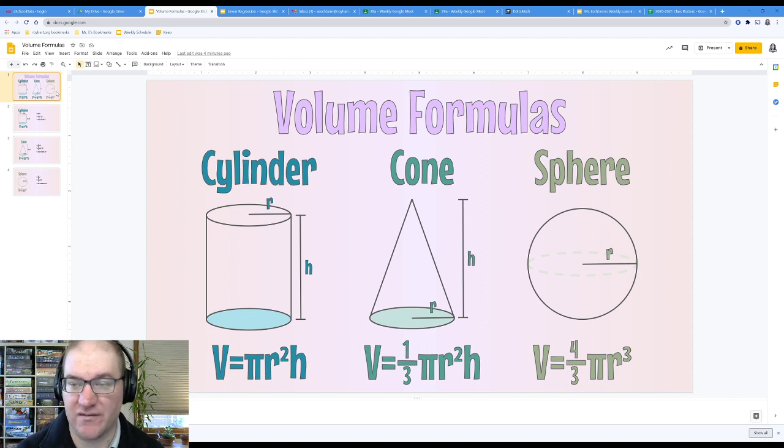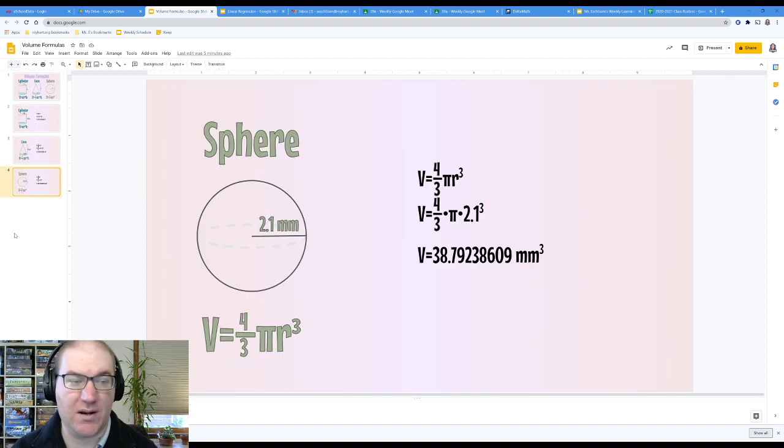The last one here is the volume of a sphere. There's only one measurement for a sphere you need to know, and that's the radius. That's the distance from the very center of this 3D globe ball object to the outside. And it doesn't matter which way it goes, because that's going to be the same distance through the whole thing. The distance from the center of it to the outside is called the radius, and we just need to know that. The volume formula is 4/3 times pi times the radius to the third power.